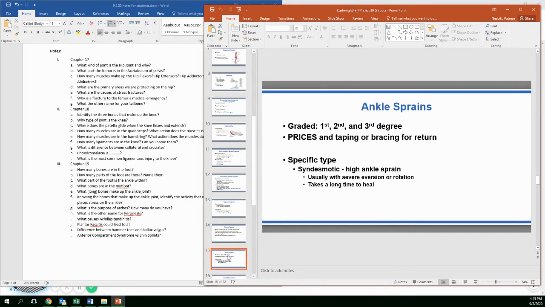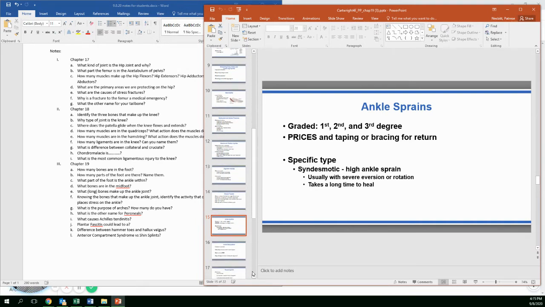Okay, of course, you have ankle sprains that are graded in terms of healing and the severity of the injury. Of course, you want to apply PRICE and taping or bracing for returning. And for the ankle, as far as injuries are concerned, depending on the grade, it can take a little while for the ankle to return to its normal state.